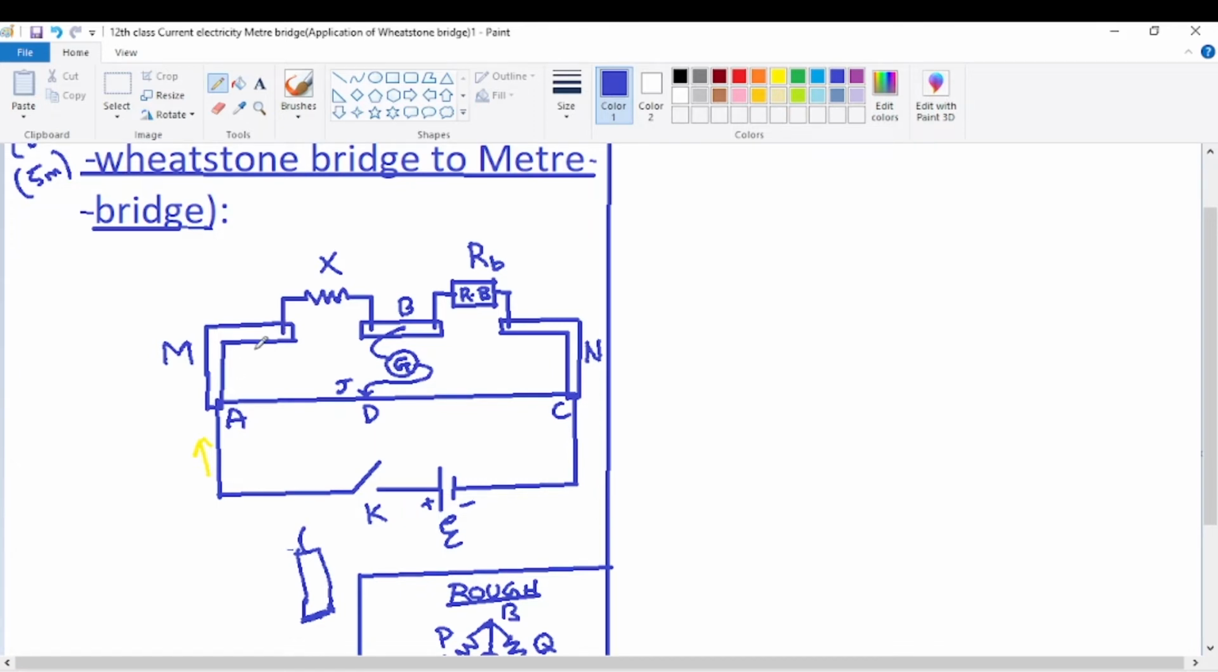That means both these points are at the same potential. Not only these 2 points, you take any other point here also, again in this part also, potential difference is 0, because resistance being 0. So this point is again at potential equal to VA. That means all the points on this metal strip are at the same potential. Due to this reason, this entire metal strip will act as a single point with a fixed potential.